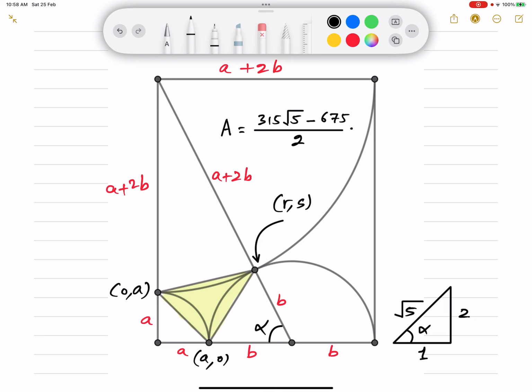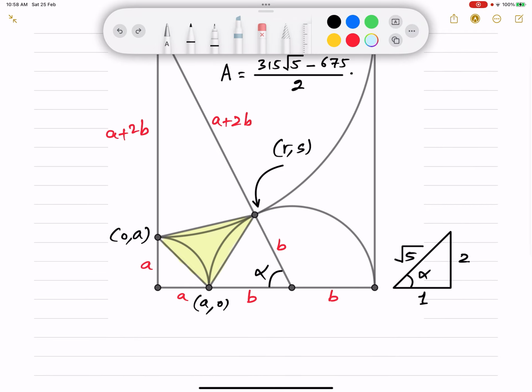And to find a relationship between A and B, let's look at this here. This side here, the hypotenuse of this right triangle, if we project that to the base by multiplying by cosine of alpha, then we're going to get A plus B. We're going to use that to find the relationship between A and B. So the hypotenuse is basically A plus 3B.